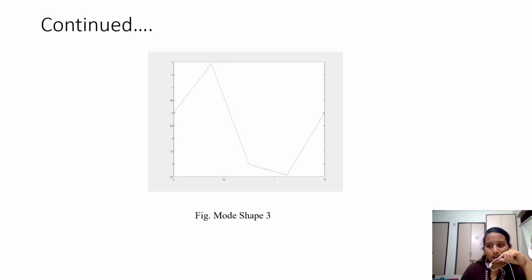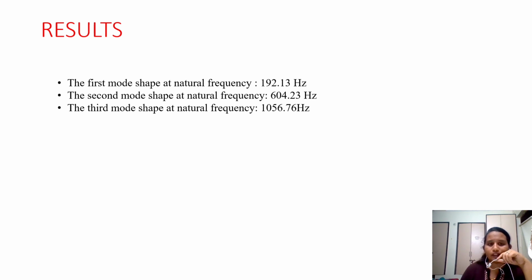From these mode shapes, I have got the natural frequencies, where the first natural frequency is 192.13 Hertz, the second natural frequency is 604.23 Hertz, and the third natural frequency is 1056.76 Hertz. These are the results I have got from MATLAB through the experimental procedure.